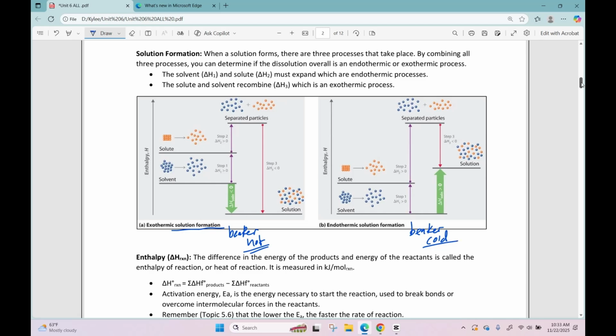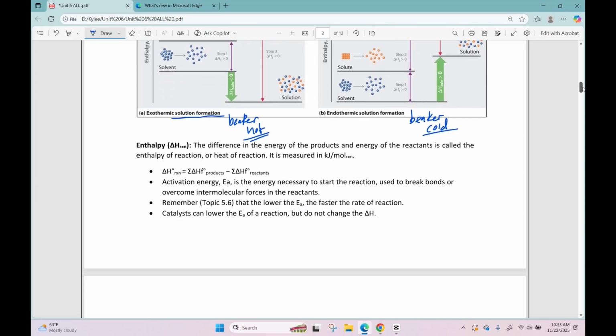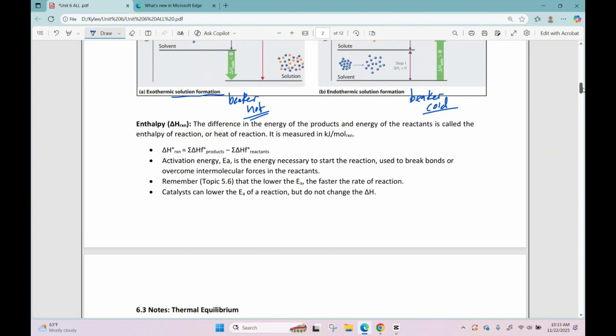The next thing we're going to do to introduce this unit is talk about enthalpy. And enthalpy is the difference in the energy of the products and the energy of the reactants in a reaction. And this is given the symbol delta H. And we always measure delta H by taking the products minus the reactants.